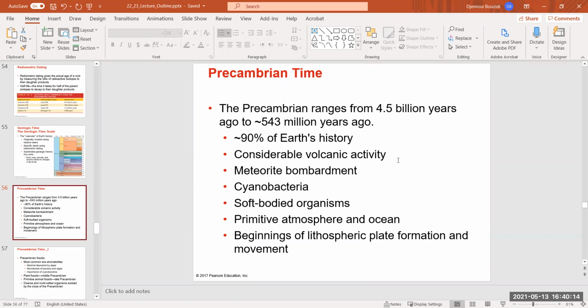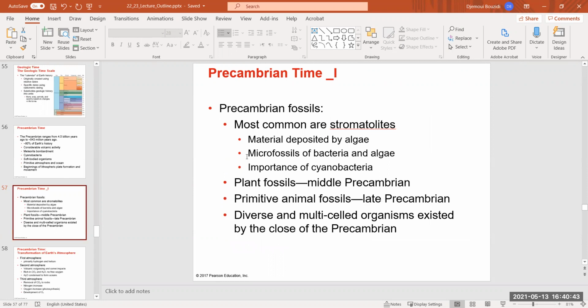Okay. So there was considerable volcanic activity, especially in the early life of the Earth. There was actually a heavy bombardment time where a lot of meteorites were falling on the Earth. Okay, and they brought, among other things, water with them. So it's actually good that they happened. And the primitive atmosphere and oceans formed when the Earth started to cool down, and the beginning of the lithosphere and the formation of basically a movement. So in the Precambrian, most common are materials deposited by algae and plants fossil in the middle of the Precambrian era. So that's at that time we started to form basically plants.